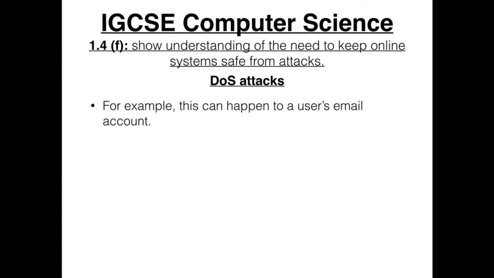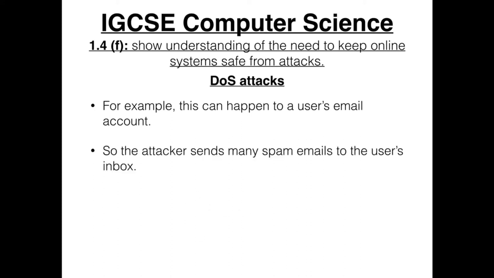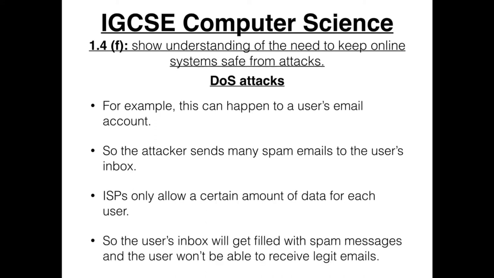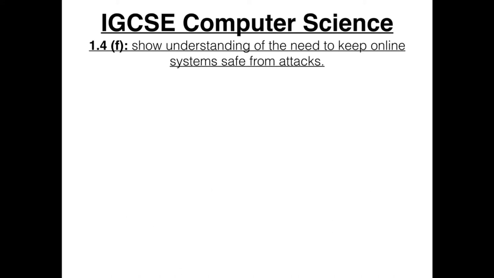So let's look at an example of this, like a user's email account. The attacker sends many spam emails to the user's inbox. ISPs only allow a certain amount of data for each user. So when the user's inbox gets filled with spam messages, the user won't be able to receive legit emails because there's a lot of spam and the server can't handle that. So they're basically denied service. Get how that works now, hopefully.